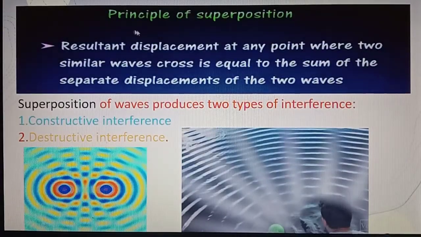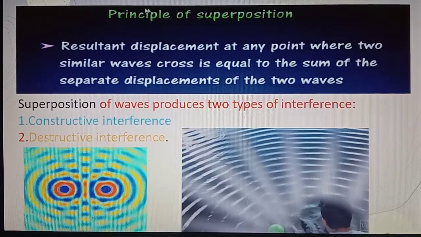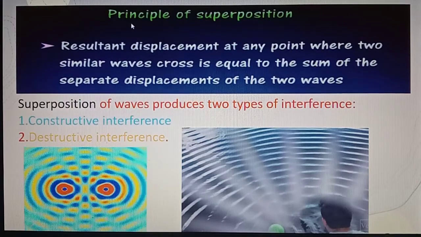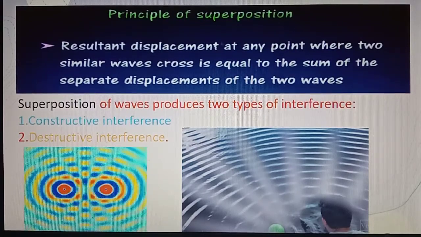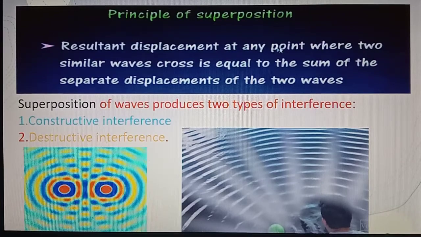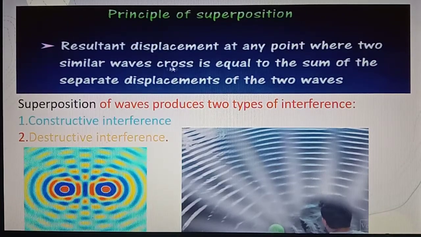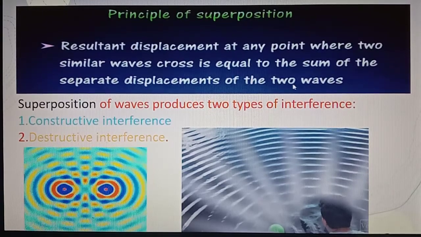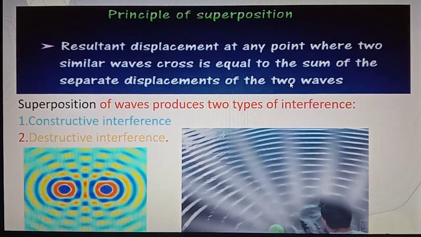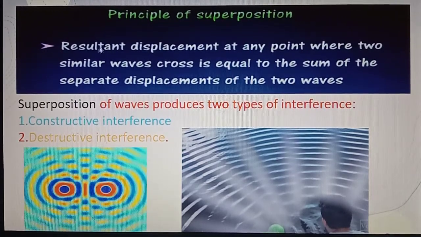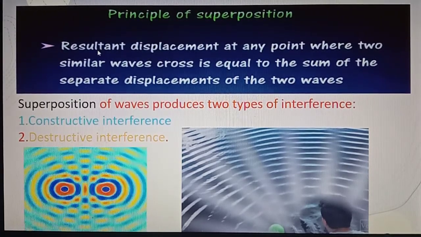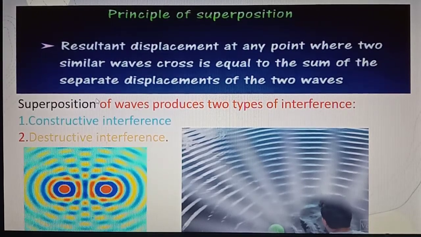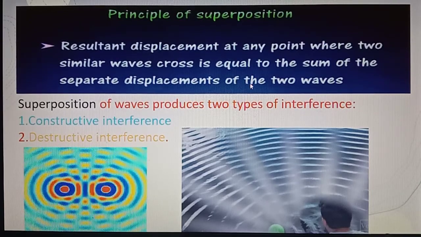Okay, look at this one. When the waves interfere, it actually follows the principle of superposition. What is stated by the principle of superposition? Resultant displacement at any point where two similar waves cross is equal to the sum of the separate displacements of the two waves. So let's say we have two waves that interfered. It will produce a resultant wave. The resultant wave's displacement is equal to the sum of the individual displacements of the two waves.